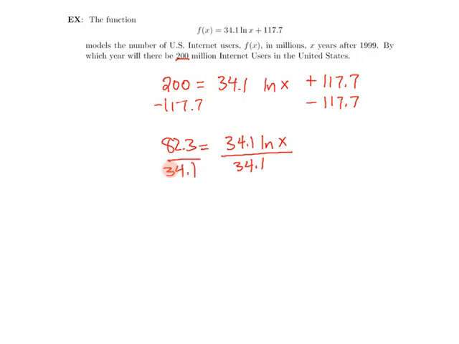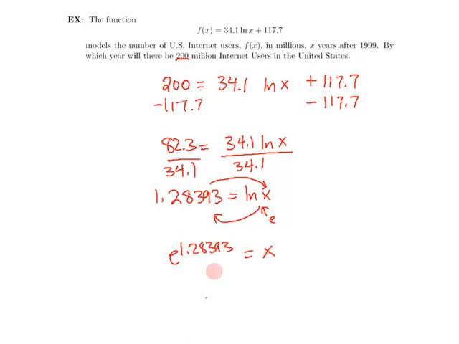Divide off the 34.1 from both sides. So 82.3 divided by 34.1 is 1.2893 equals the natural log of x. Now we use the definition of the logarithm in order to get the next step. Remember, there's an understood e here, so it's e to the 1.2893 is equal to x. And I just got to plug that into my calculator, and I get 3.6.